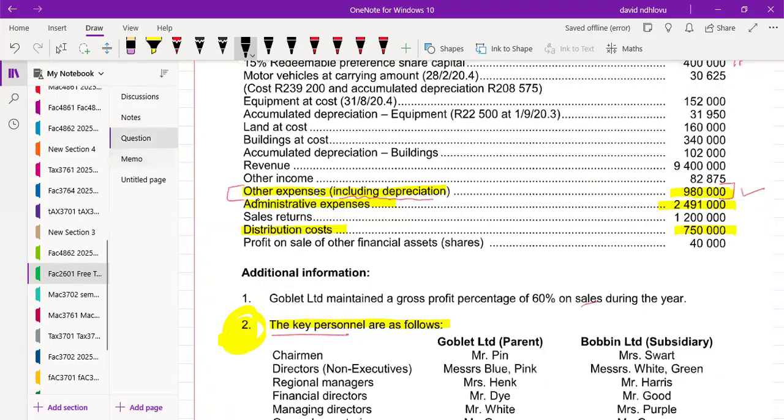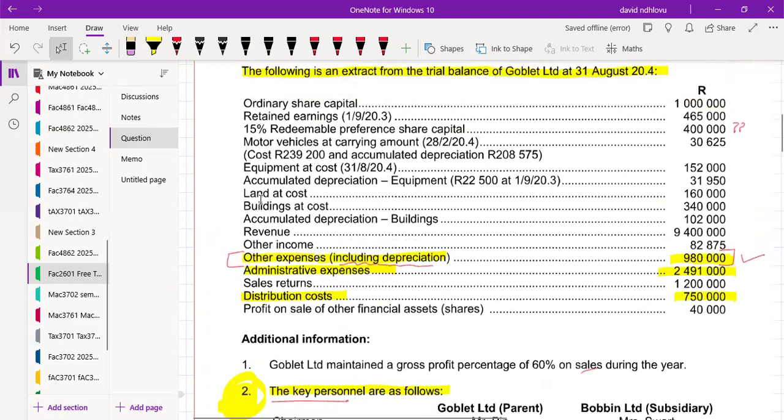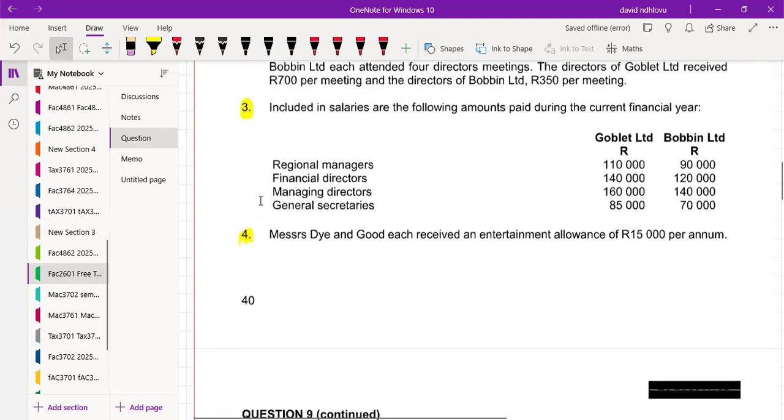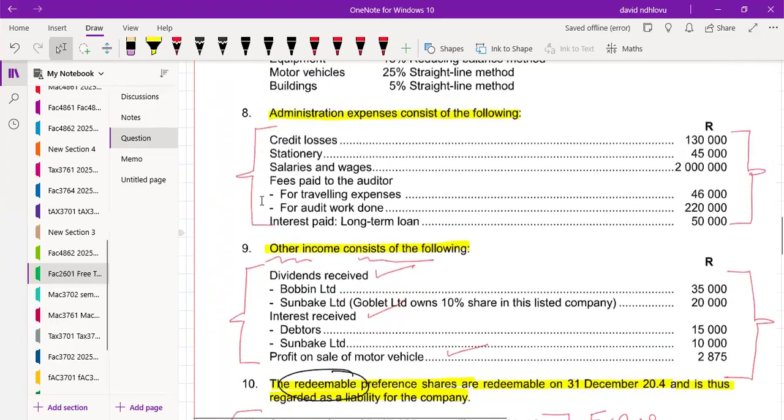Then finally we go to the finance cost. Right, finance cost, if we check here, was there any financial costs that were given? Were we given any financial costs? Let's see. Right, we read going downwards there. Right, there is interest paid.